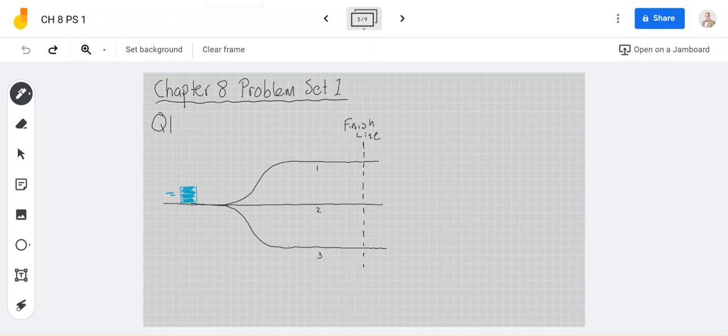Question number 1 says, in the figure, a block is moving horizontally. It can take 3 frictionless routes, differing only in elevation, to reach the dashed line. Rank the routes according to the speed of the block and the travel time to the finish line, greatest first.